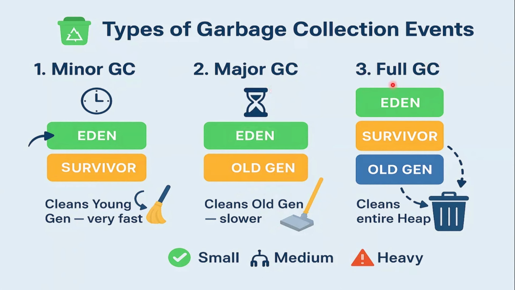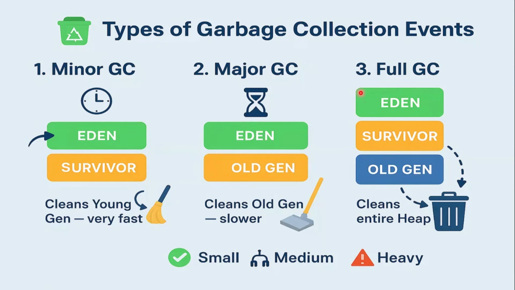Next one, full GC, which cleans the entire heap, which includes the young plus old plus metaspace. These are the most expensive and can pause the application for a noticeable time. For example, during a Black Friday load test, if memory keeps filling due to leaks, a full GC may freeze checkout for several seconds, causing users to abandon carts.